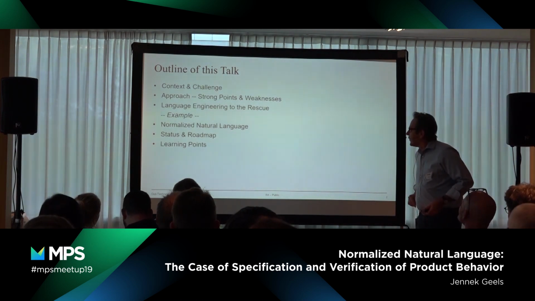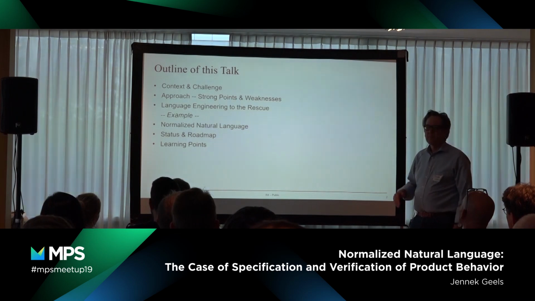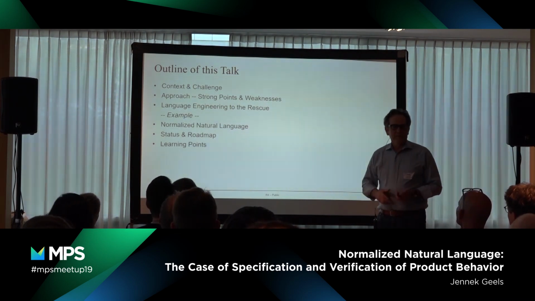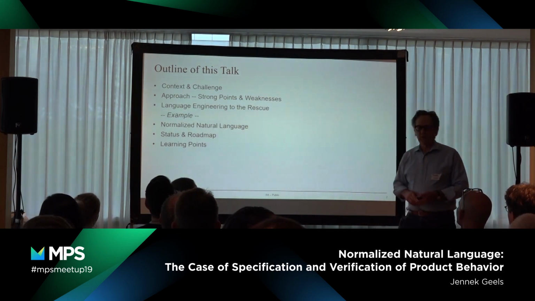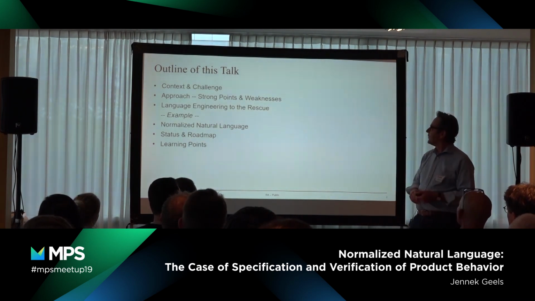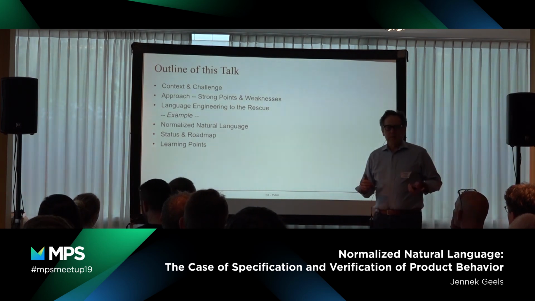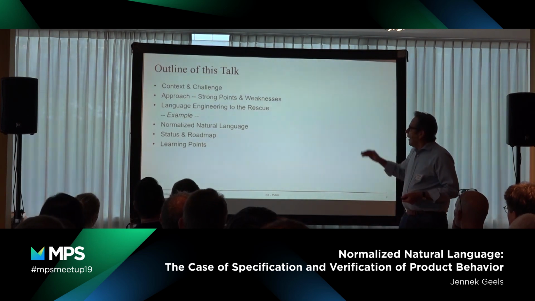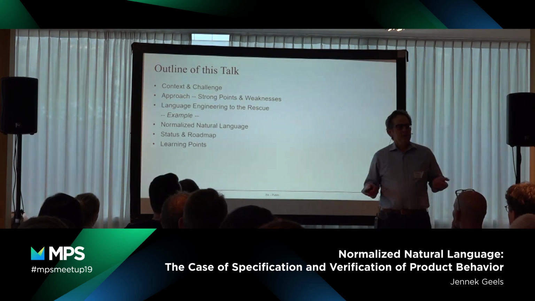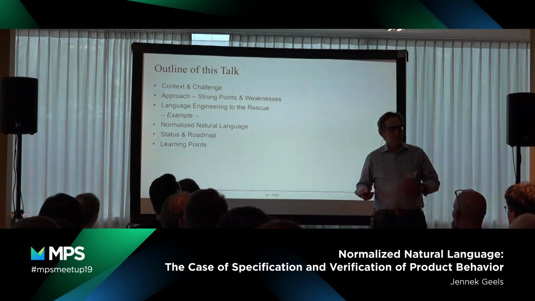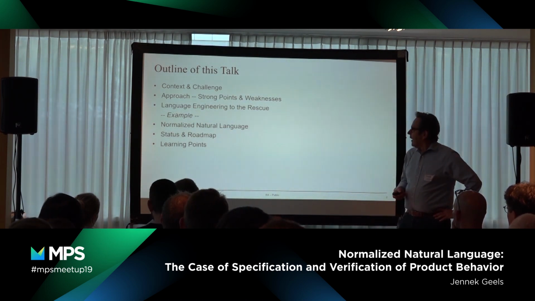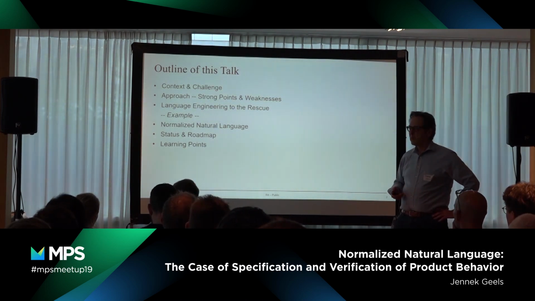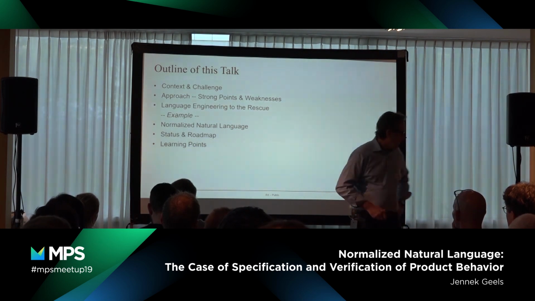Context and challenge. Approach with some shortcomings. So language engineering to the rescue. We can fix those shortcomings of the approach that was taken to the challenge. Then I have a word example, but given time I may have to compress that, but it's in the slides. Then we are at the point that I can actually explain to you in a more concise way what I mean with normalized natural language. And then I'll show you some MPS stuff, status and roadmap, and learning points that we have so far.